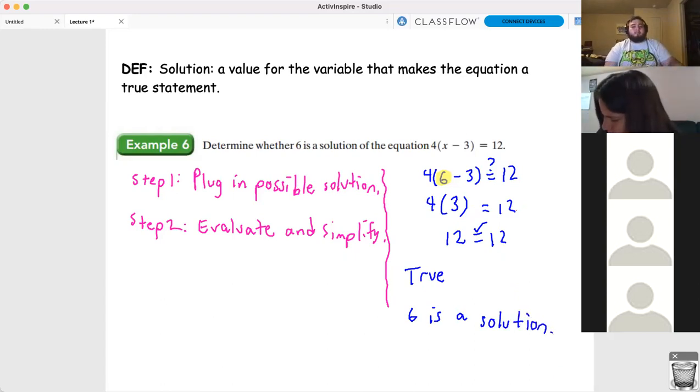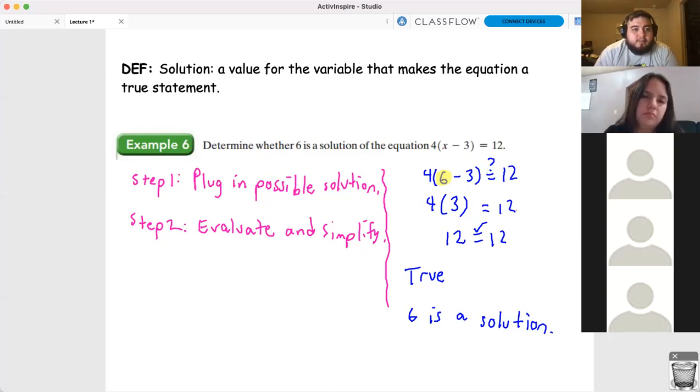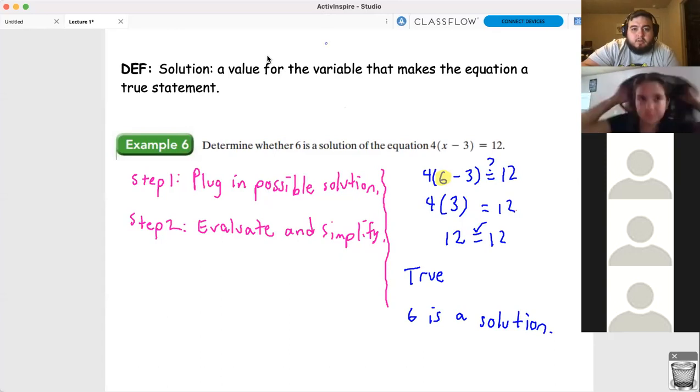And we are done. Did everyone see the process of what we did to check if it's a solution? Does everyone follow with me? Are there any questions? All right.